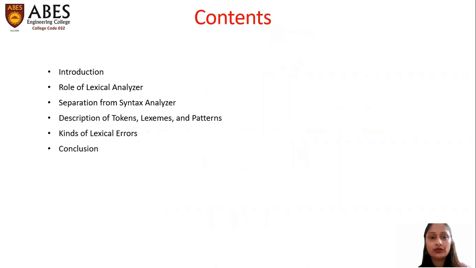The content which we will cover is the introduction of Lexical Analyzer, the role of lexical analyzer in the compilation process, and how it is different from syntax analyzer, that is, separation from syntax analyzer. After that, we will discuss tokens, lexemes, patterns. Then we will discuss some errors which come in this phase, that is, kinds of lexical errors. And after that, the conclusion.